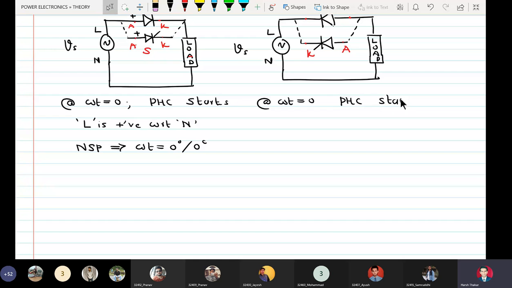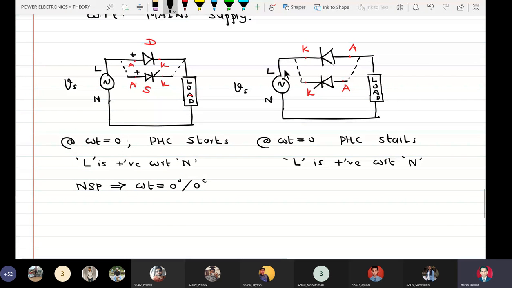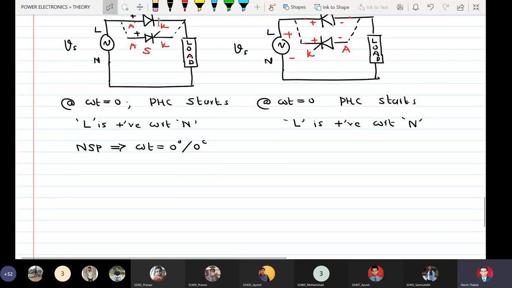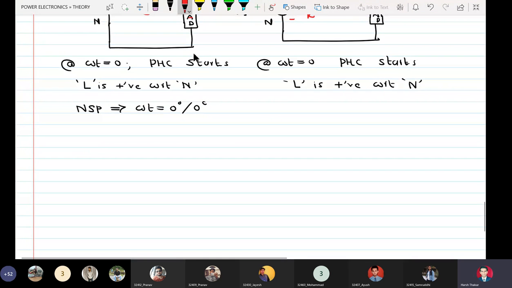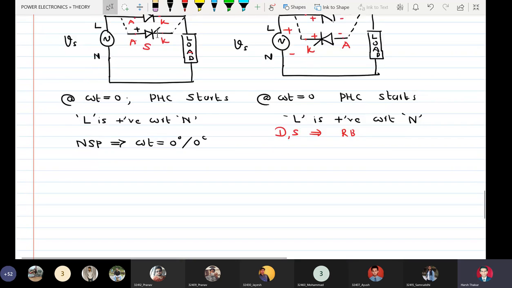Now in this circuit again, what we see is that at omega t equal to 0, the positive half cycle starts. L is positive with respect to neutral, but when this happens, what happens is plus minus. So cathodes get a plus and anodes get a minus. So during the positive half cycle, the devices will be reverse biased. So diode and SCR are becoming reverse biased. So omega t equal to 0 cannot be called as a NSP in this circuit.